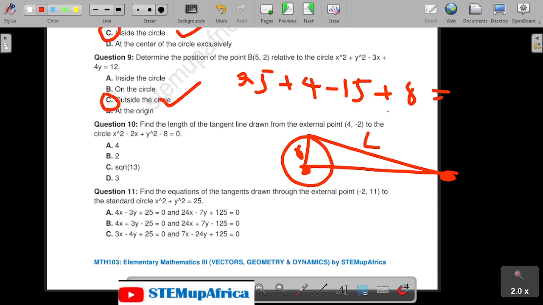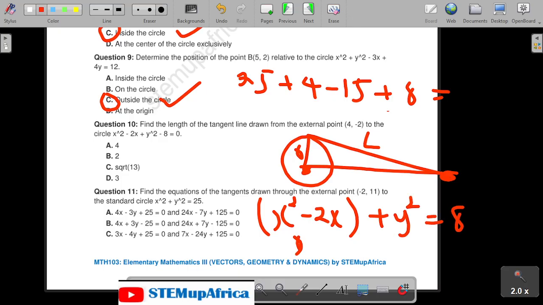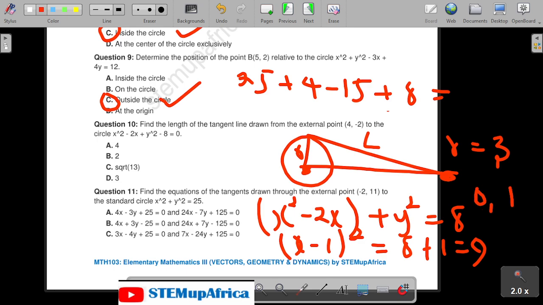First of all, we need to get the radius and the center. So if we apply the concept of completing the square, I'm having x squared minus 2x plus y squared is equal to 8. Here is now (x minus 1) all squared equals 8 plus 1. That will give me 9. So what is the radius now? The radius will give me 3. So the center is now 1 and 0, and the point is 4 comma minus 2.